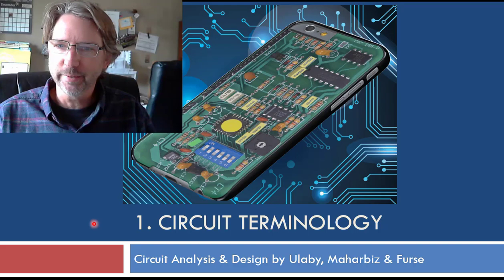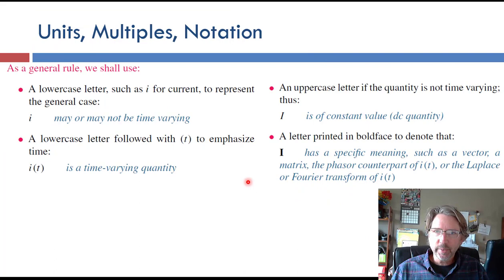So some terminology or nomenclature here is when we're using capitals and lowercase. To be honest, in the lectures and material that I prepare, I'm not quite as careful, a little sloppier, but this is a general rule. Lowercase may or may not be time varying. It's just a general thing. So i is for current, v for voltage, and so forth. If it has the parentheses with t, then it definitely is time varying, not constant. Capital is generally used by the book for constant values, DC values. And bold is vectors or phasors, complex numbers, special things like that.